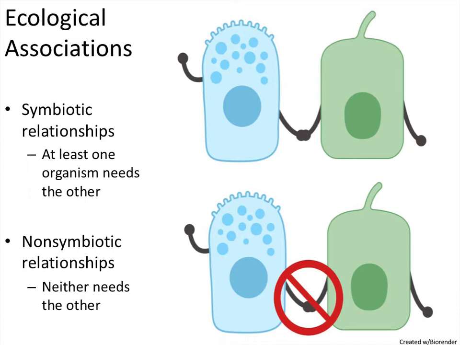A symbiotic relationship is one in which two or more organisms interact, and at least one of those organisms must have that relationship or they will die. A non-symbiotic relationship is a relationship in which two or more microbes interact, but they don't have to have that relationship to survive. The microbes that are involved can live on their own just fine.